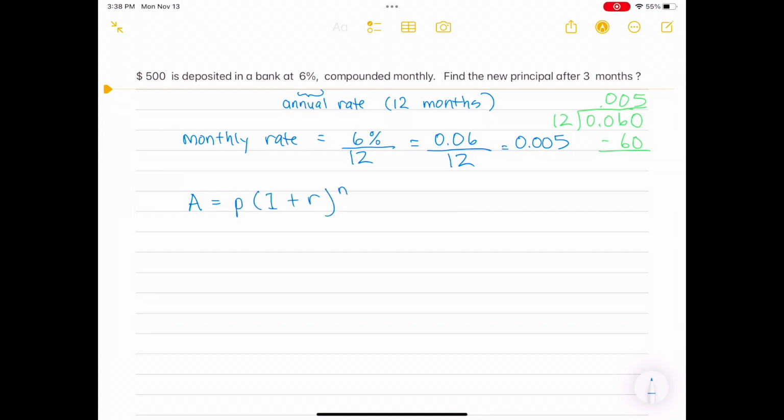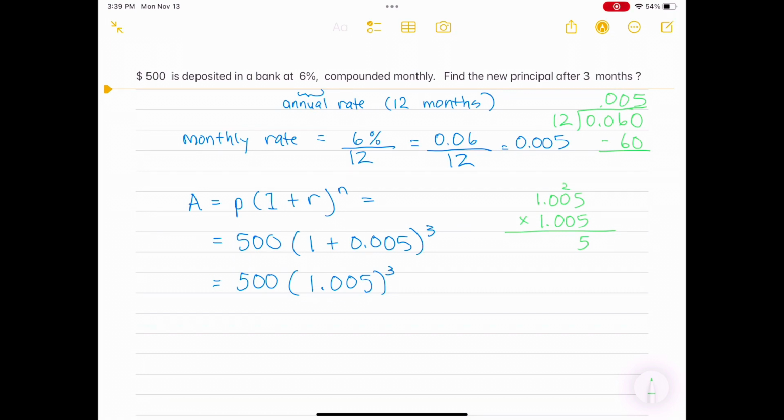A equals P times 1 plus R to the nth power. 500 is the principal, P, times 1 plus R, which is 0.005, to the third power, because we are looking for the principal after 3 months. So now we need to do the calculation according to the order of operations. We first need to solve the problem within the parentheses. 1 plus 0.005 equals 1.005. Next, we must solve the exponent. So I do that on the side, 1.005 to the third power.